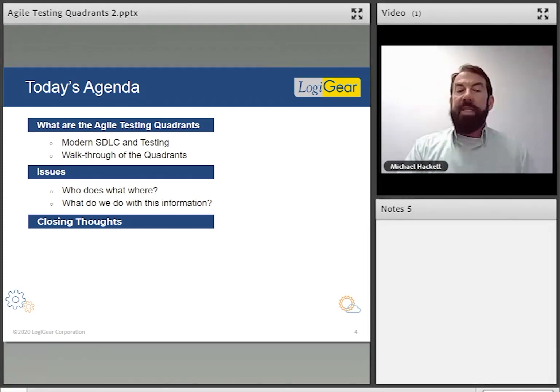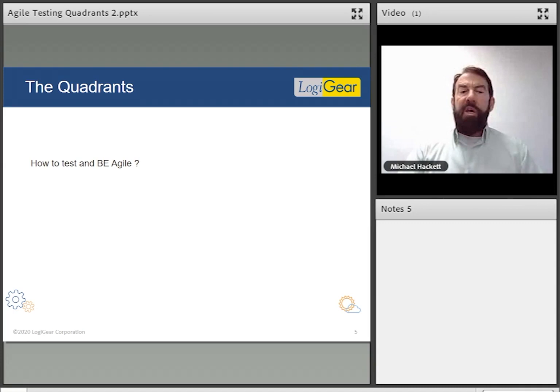Part 2, we're going to take a much lower level look at walking through the quadrants and look at some of the issues that come up with this. Who is doing what, where, what do we do with this information, and then finally moving forward, where do we go from here?